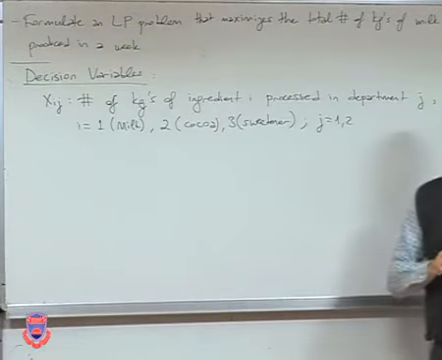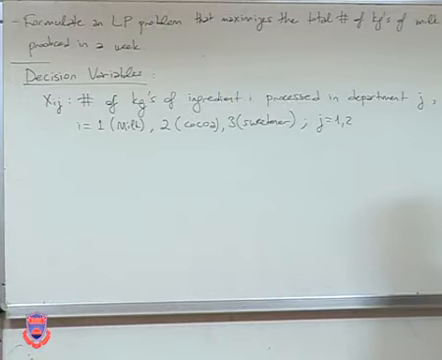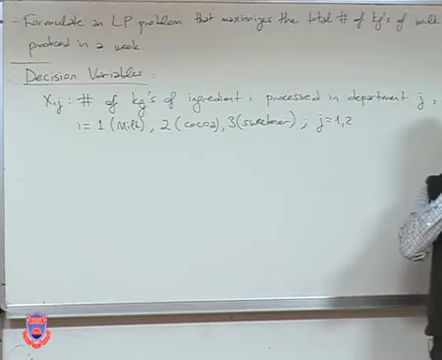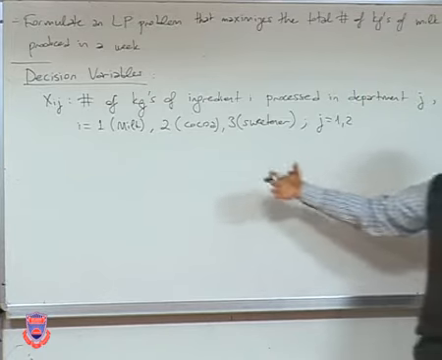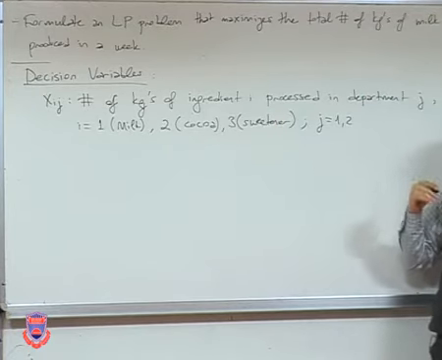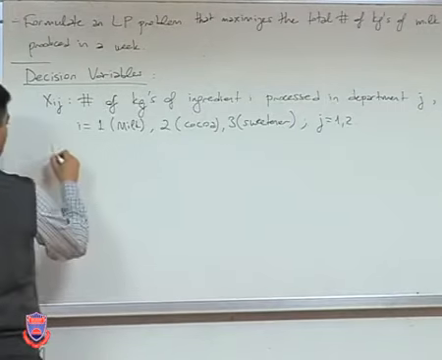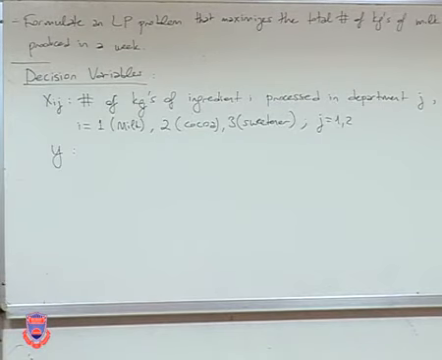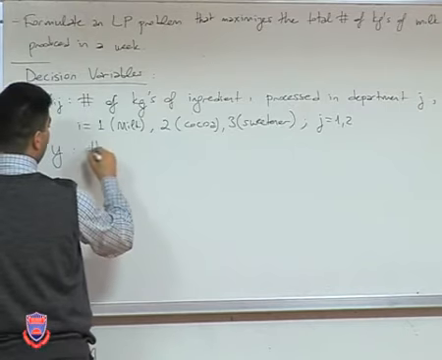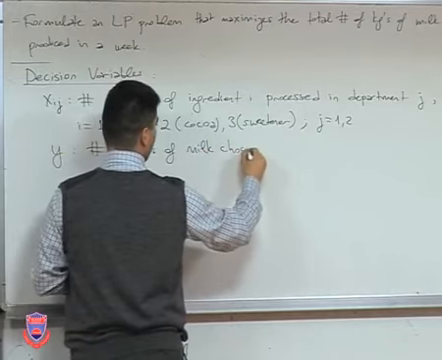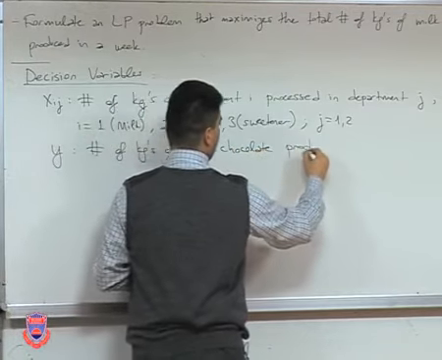All right, so anything else? Do we need any other variables? Well, remember, our goal is to maximize the total number of kilograms of chocolate milk that we're going to produce, right? And that, of course, depends on how much ingredient we're going to process in each department. So I'm going to define another decision variable, which I'm going to call y. And y stands for the number of kilograms of milk chocolate produced in a week.